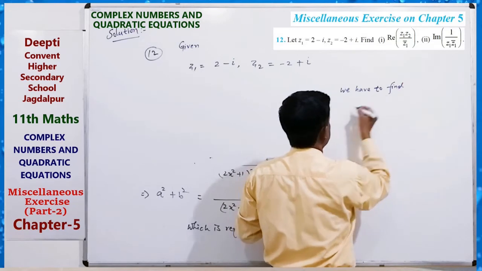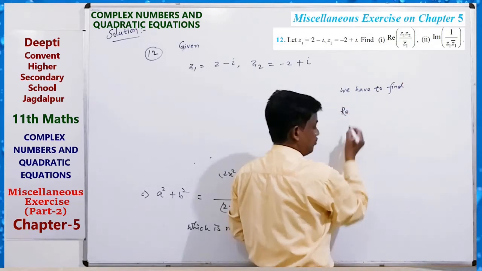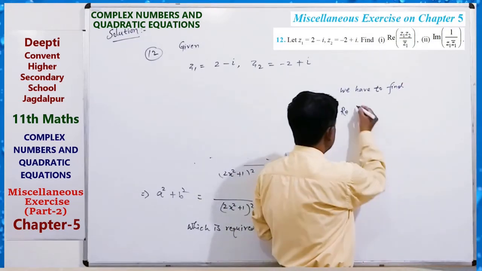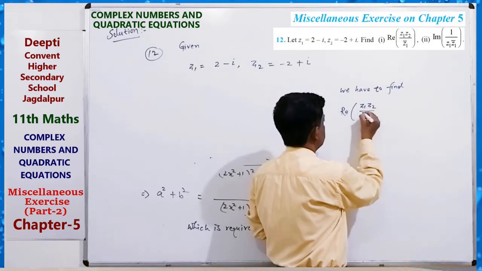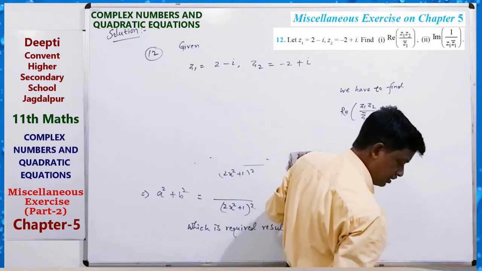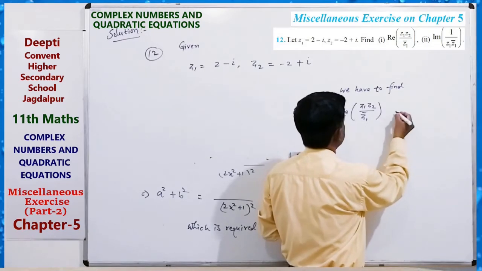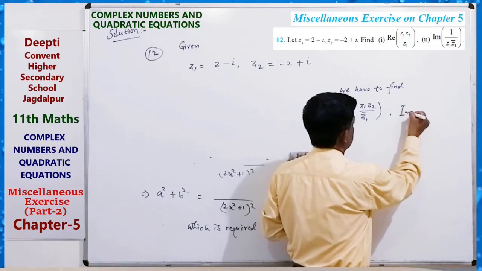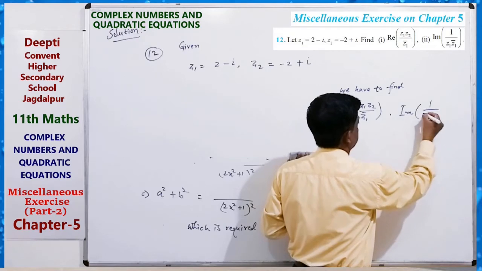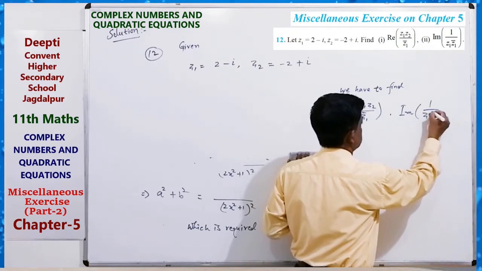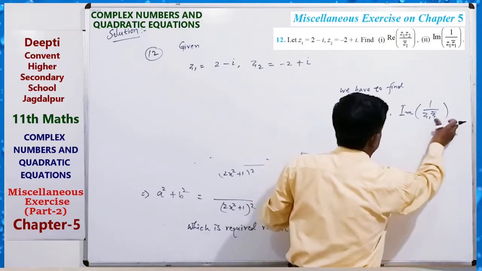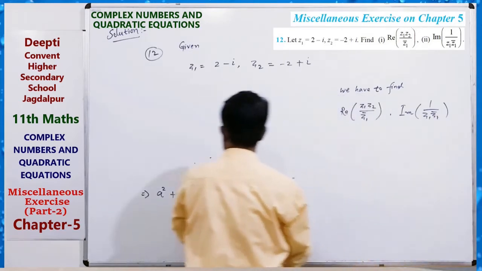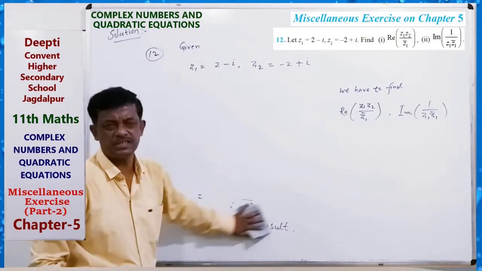We have to find what? Real part of z1 z2 upon z1 bar and 1 upon z1, and imaginary part of 1 upon z1 z1 bar. Okay, so very simple question it is also.